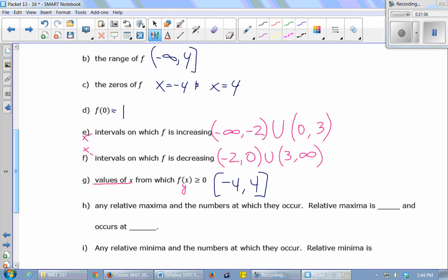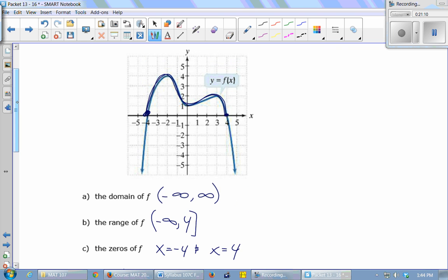Okay, relative maxima and the numbers at which they occur. So do I have any relative high points? Any places where the function changes from increasing to decreasing? Yep, we've got one right here. That's a relative max. Are there any others? 3, 2. Yeah. That's also a relative max.